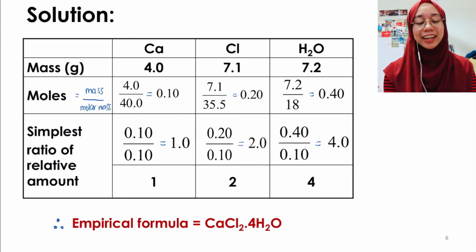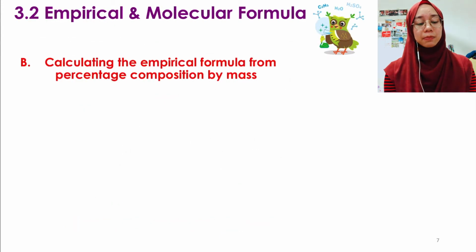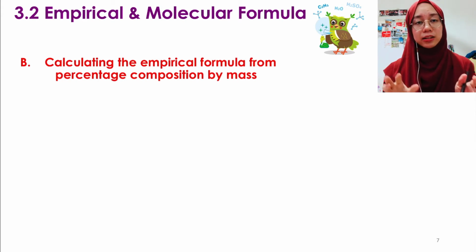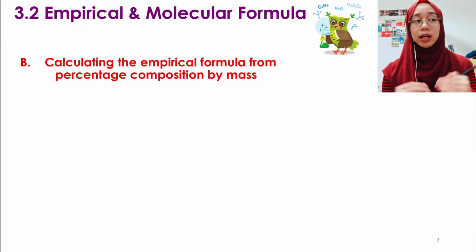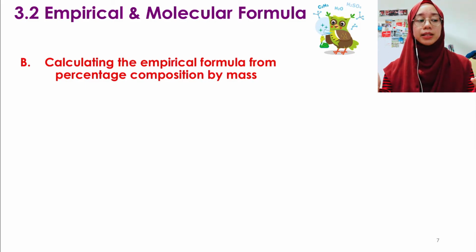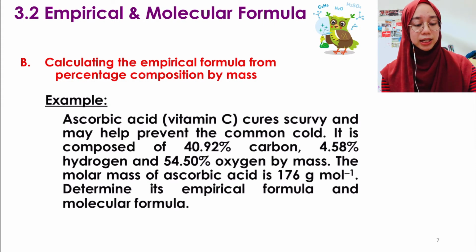Okay, jadi kita tengok pula what if kita pakai percentage composition by mass. Okay, so instead of dia bagi dekat kamu value mass yang specific, given to you adalah dalam bentuk percentage. And bila dia bagi dalam percentage ni, usually sepatutnya total all percentage of each element akan jadi 100%. Okay, so let's have a look at this.